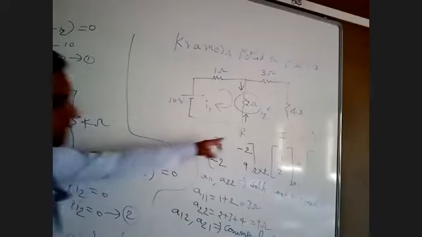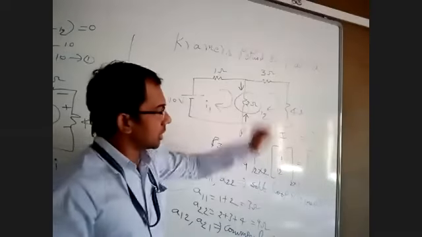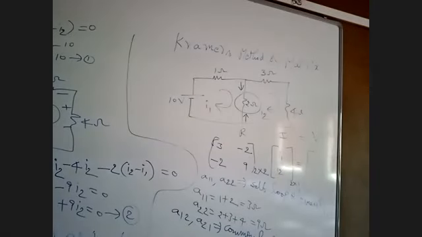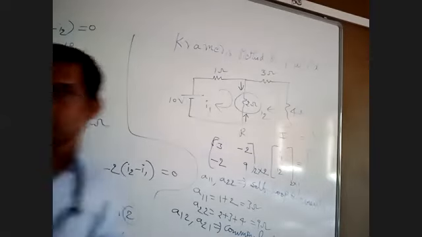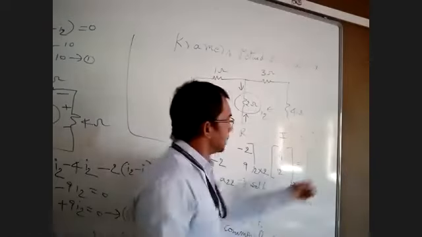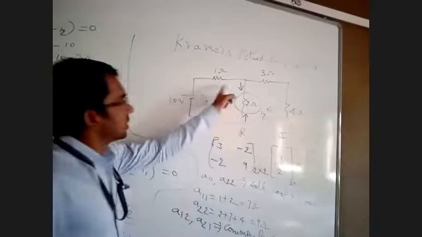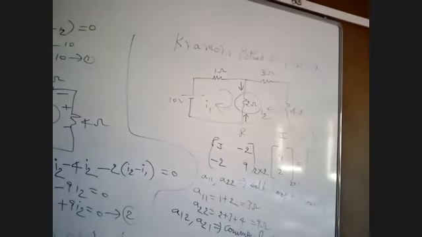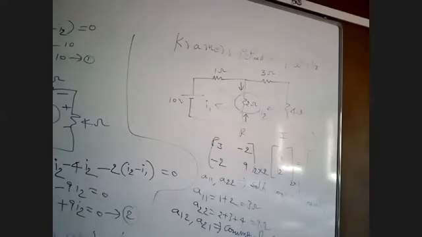Now we have completed the resistance matrix and current matrix. Now come to the voltage matrix. See here, voltage in the first loop. How many voltage sources are there? Only one, only 10 volts is there. That 10 volts is positive or negative?